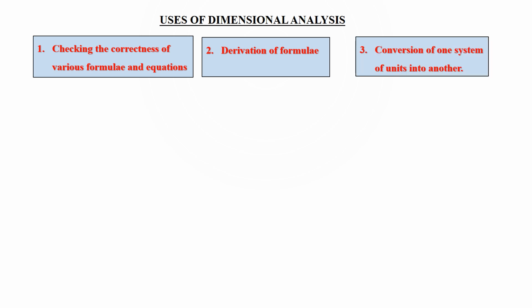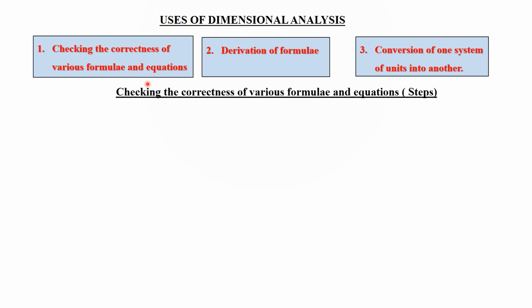So the uses of dimensional analysis: the first use is to check the correctness of various formulas and equations. Second is to derive an equation or formula. And the third one is conversion of one system of units into another. In this video, we are focusing on checking the correctness of various formulas and equations. Let me guide you step by step.